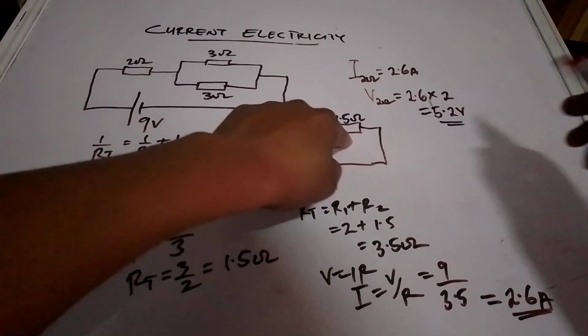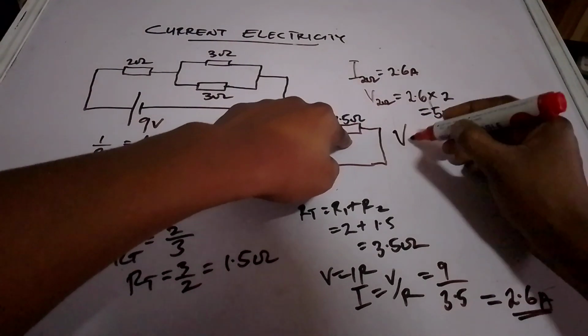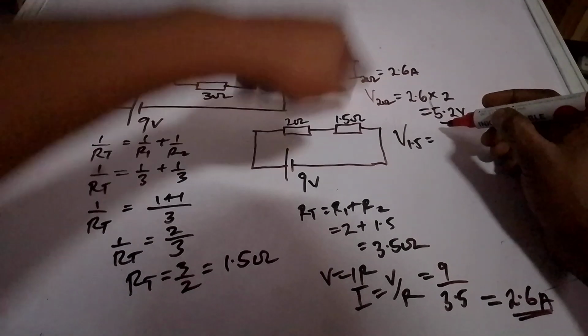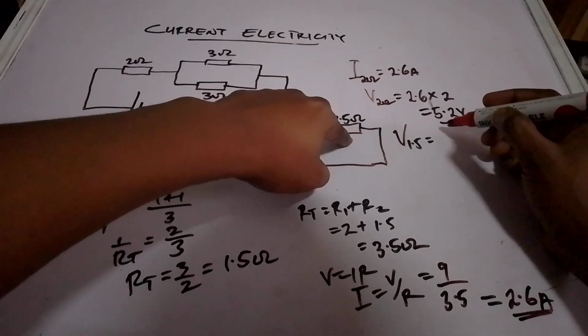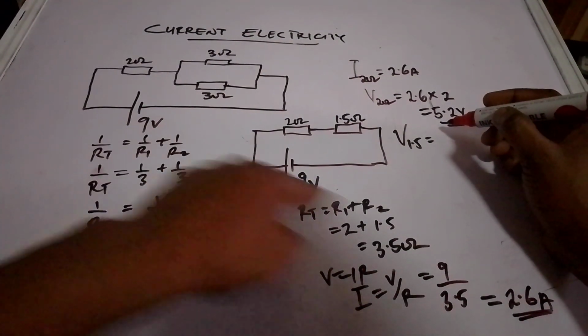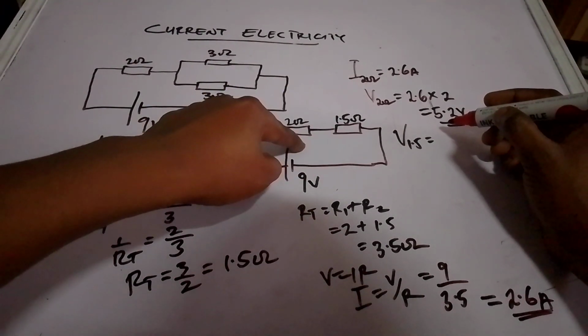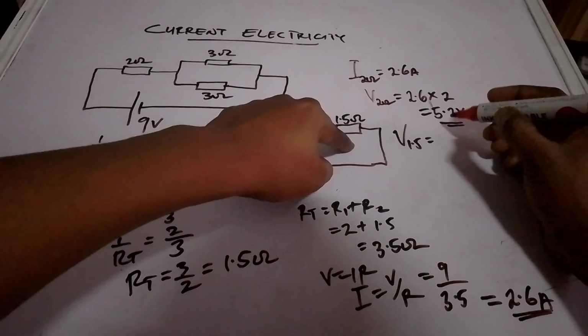So let's look at the voltage that passes through here. The voltage that passes through 1.5 is going to be the current that passes through 1.5 multiplied by the resistance here. And what's the current that passes through here? If 2.6 ampere flows from here, then definitely because they are in series, 2.6 ampere will pass here, and 2.6 ampere will pass here.